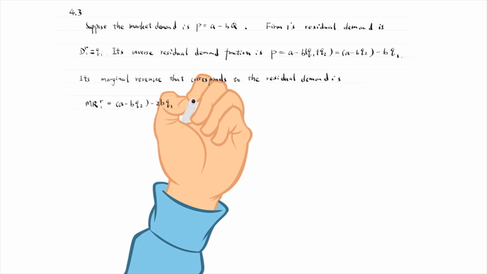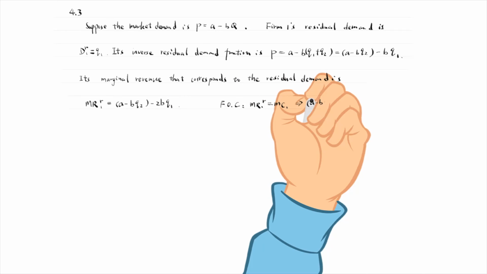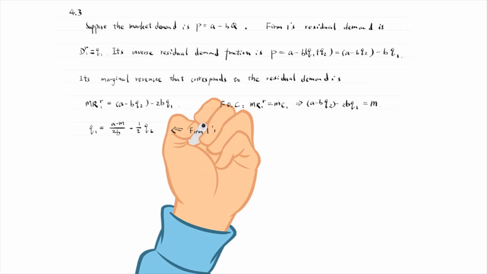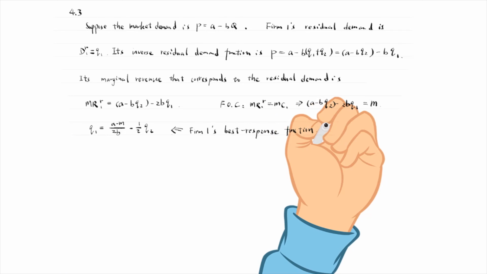Firm 1 operates like a monopoly with respect to its residual demand. The first order condition for profit maximization leads to firm 1's best response function. For any given level of firm 2's output, the best response function gives firm 1's optimal level of output that maximizes its profit.